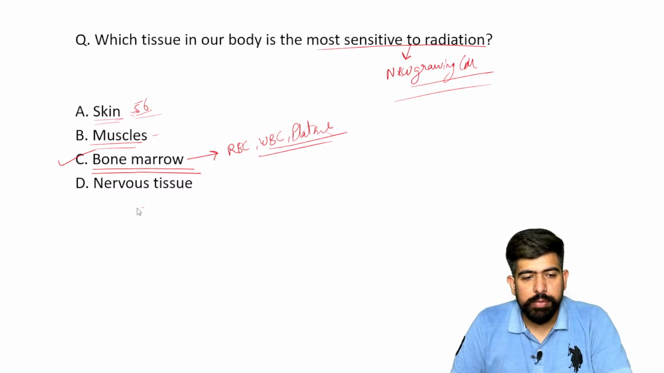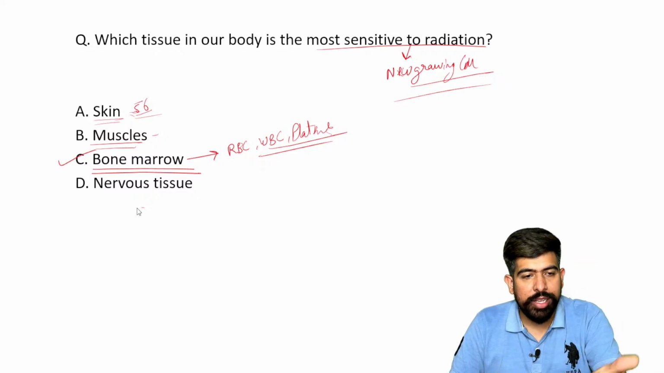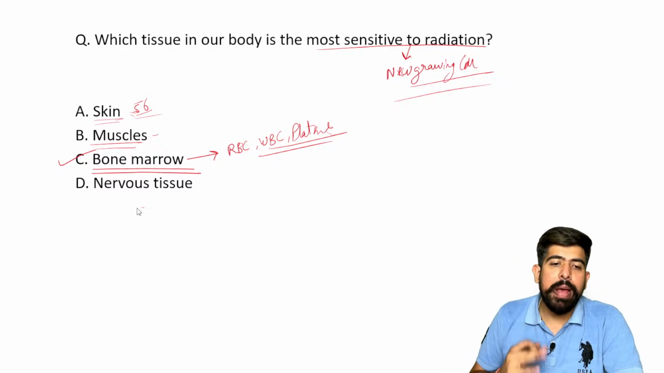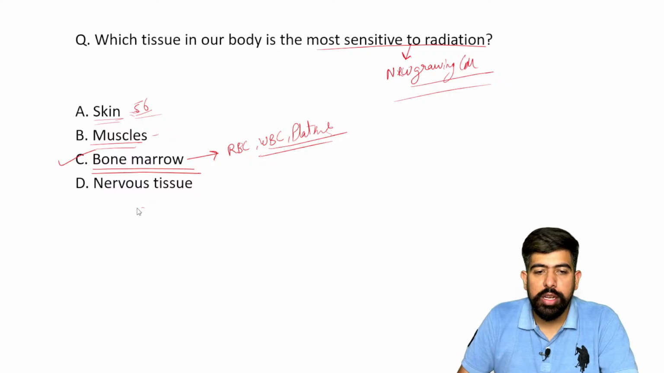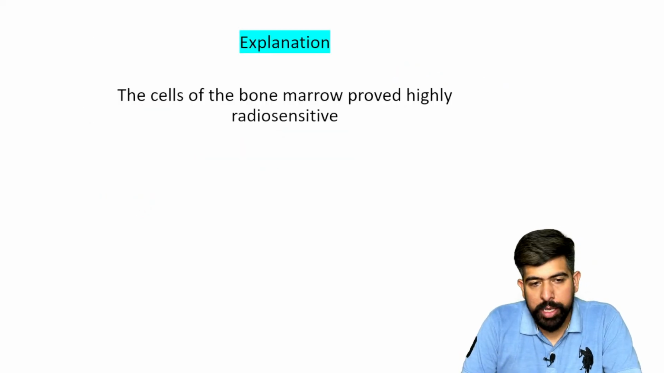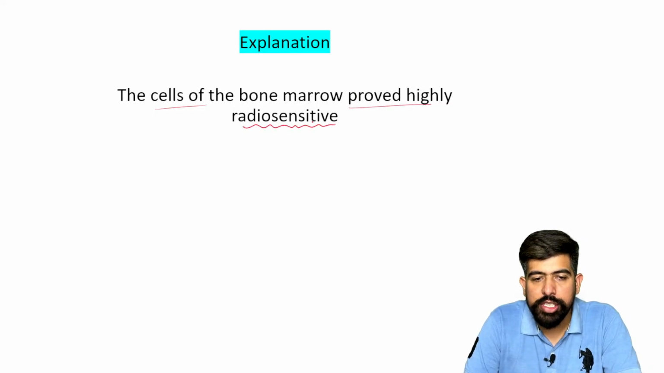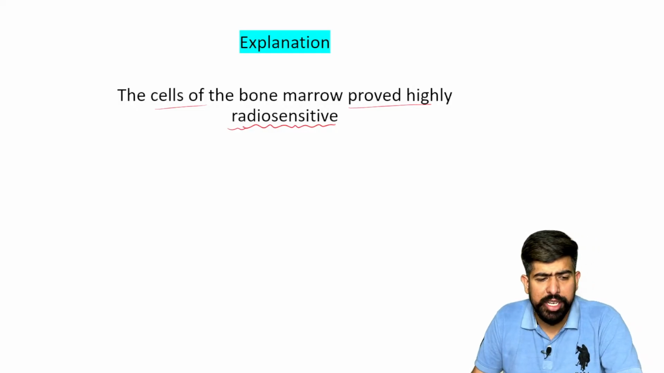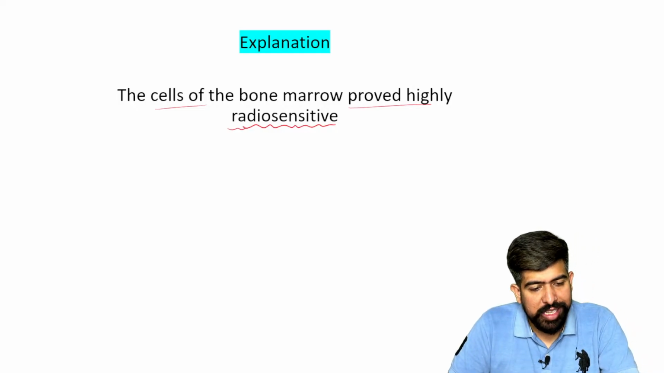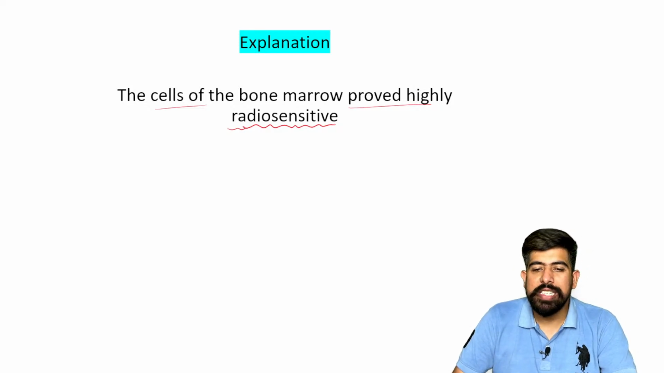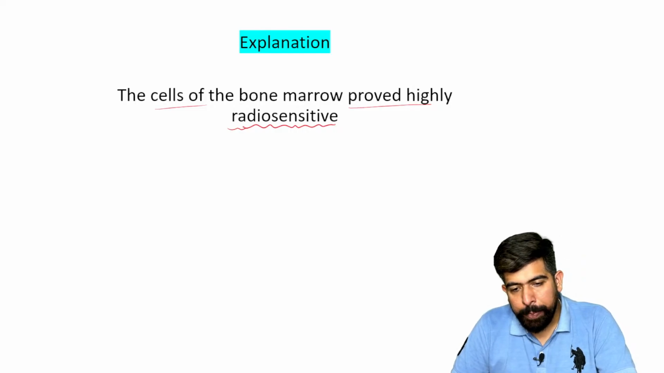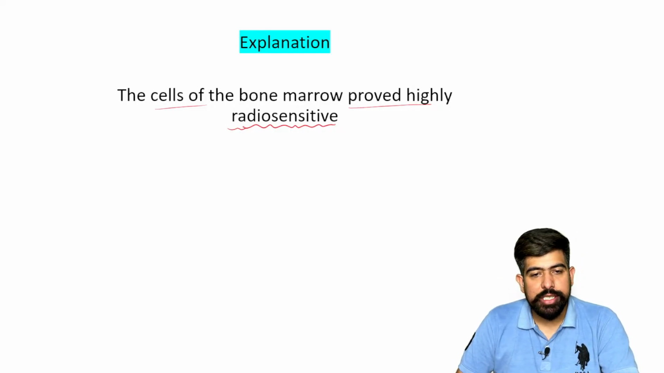Or we can say there is pancytopenia. There is a decrease of all the cells: WBC also decreases, platelets also decrease, RBC also decreases. So your bone marrow is more sensitive to radiation. Okay, please remember about it, and please remember the cells of the bone marrow are highly radiosensitive, which are your pluripotent cells and multipotent cells, right? Pluripotent and multipotent cells, which are the colony forming cells, are over there, making these blood cells, right? So these are more sensitive to radiations, all right?